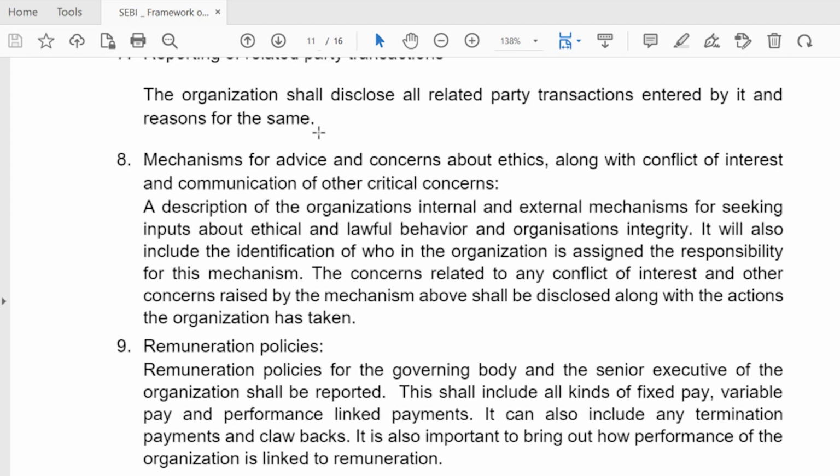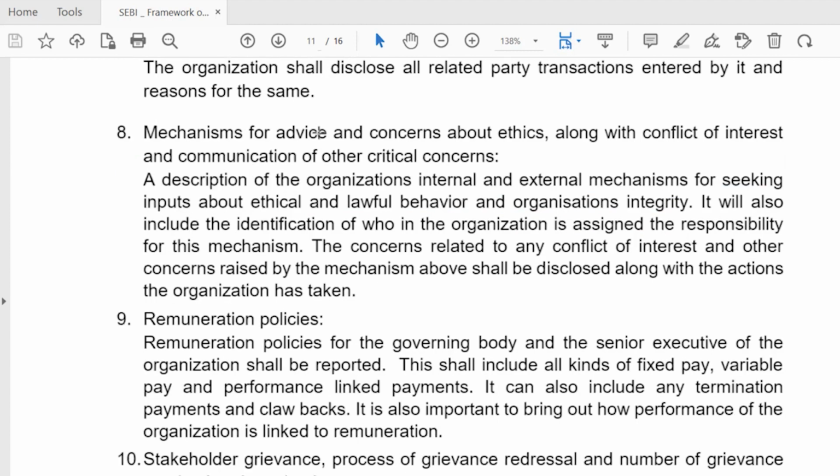Then comes the reporting on mechanisms for advice and concerns about ethics, along with the conflict of interest and communication of other critical concerns. Here the organization needs to describe the internal and external mechanisms for seeking inputs about ethical and lawful behavior and the organization's integrity.